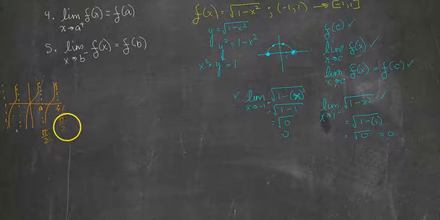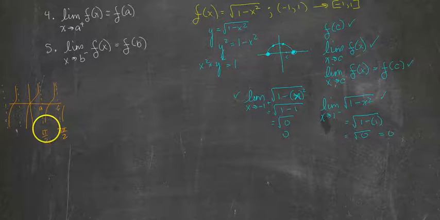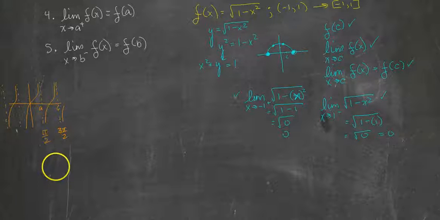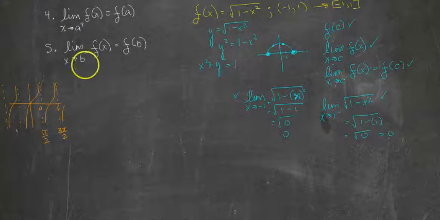pi over 2 and 3 pi over 2. So a tangent function would have various continuities on open intervals, because you can never close in those endpoints by finding a limit. The limits go off to infinity.